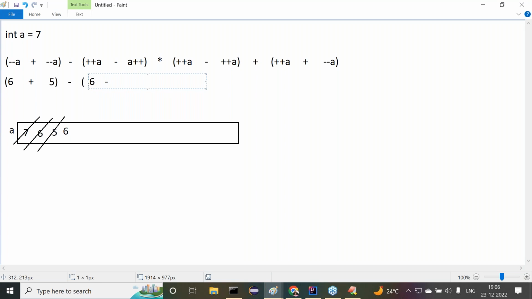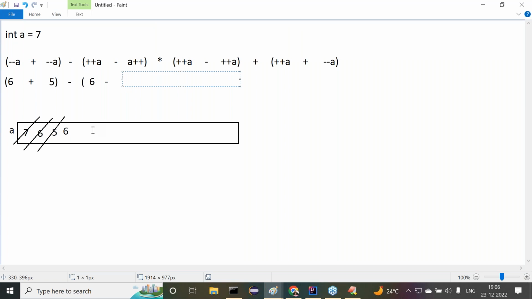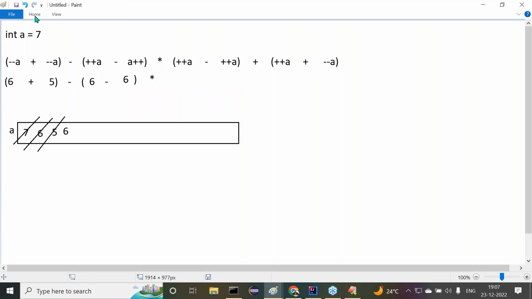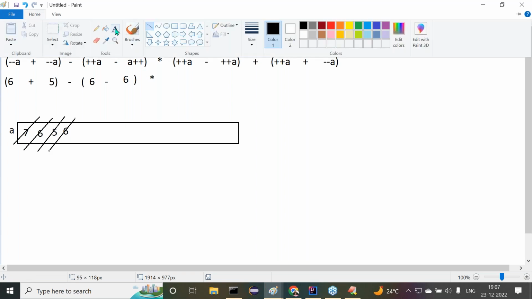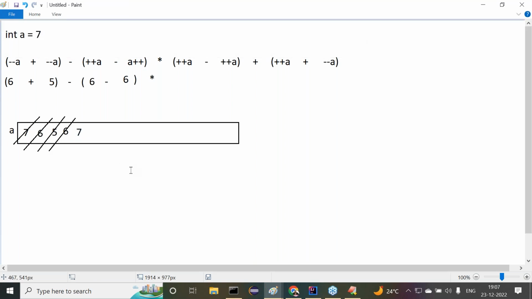Then after completion of this, what next? k minus minus, k plus plus we are getting. That is a post-increment. So the current k value will participate in our expression. What is the current k value now? 6. 6 will participate, and then we get the star. Now internally the k value must be incremented or not? 6 must be incremented by 1. What is the value we are getting now? 7. 7 is the value we are getting.